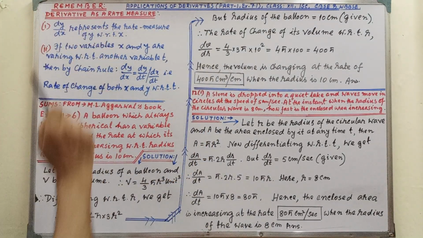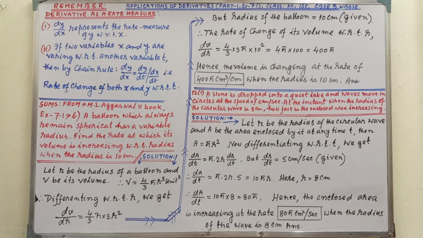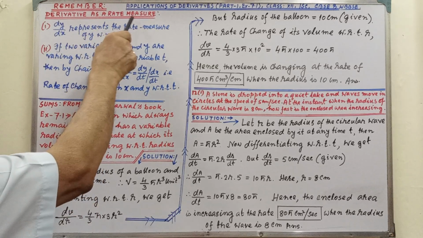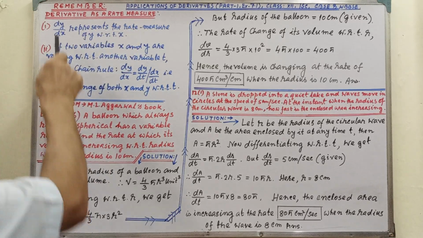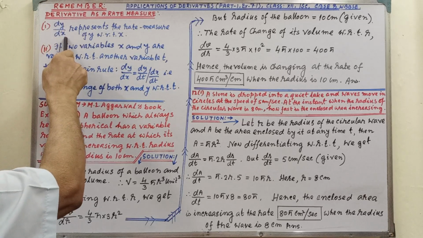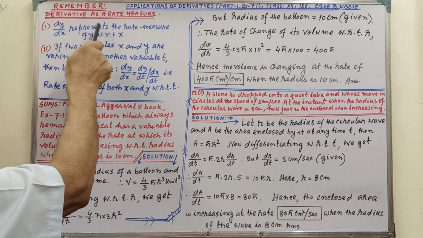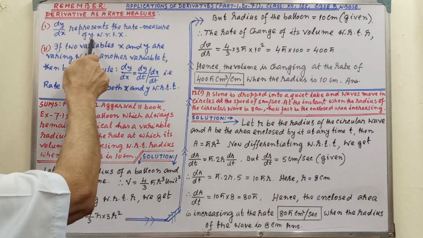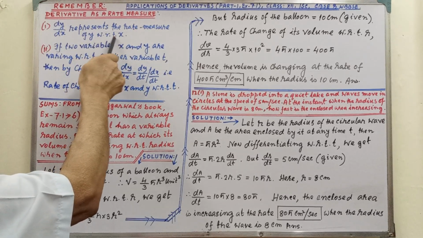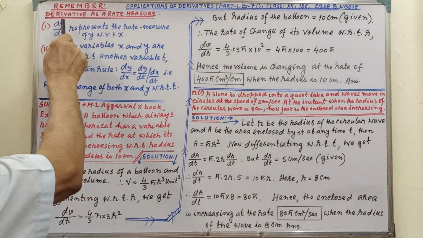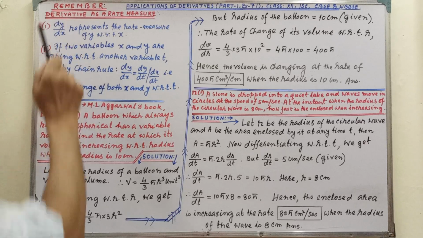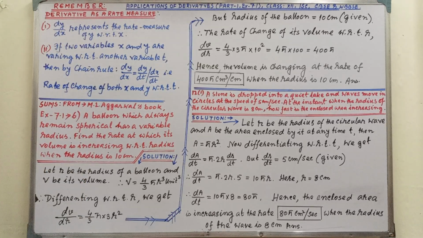First, you have to remember this: derivative as a rate measure. Just we have to differentiate, that is dy by dx represents the rate of measure of y with respect to x. We have to differentiate the expression first.